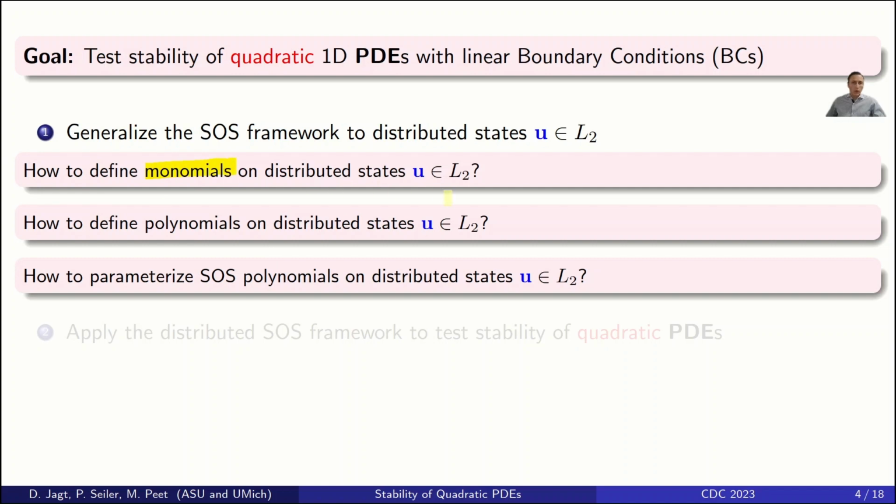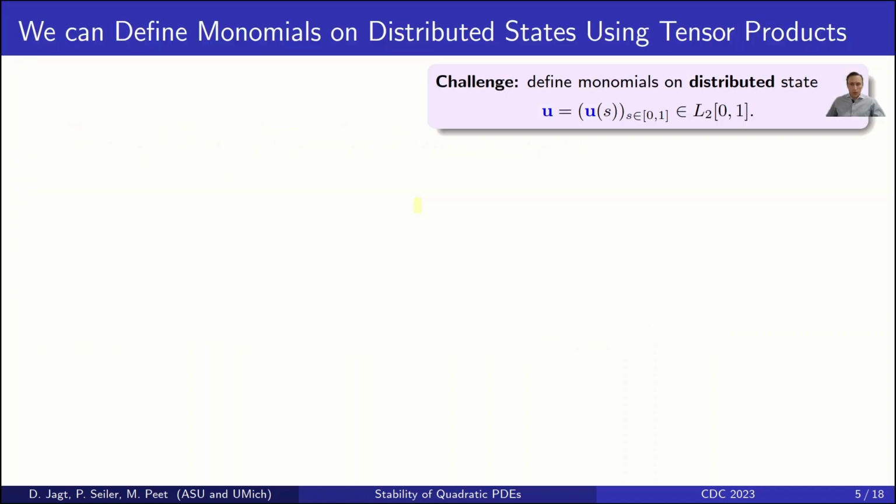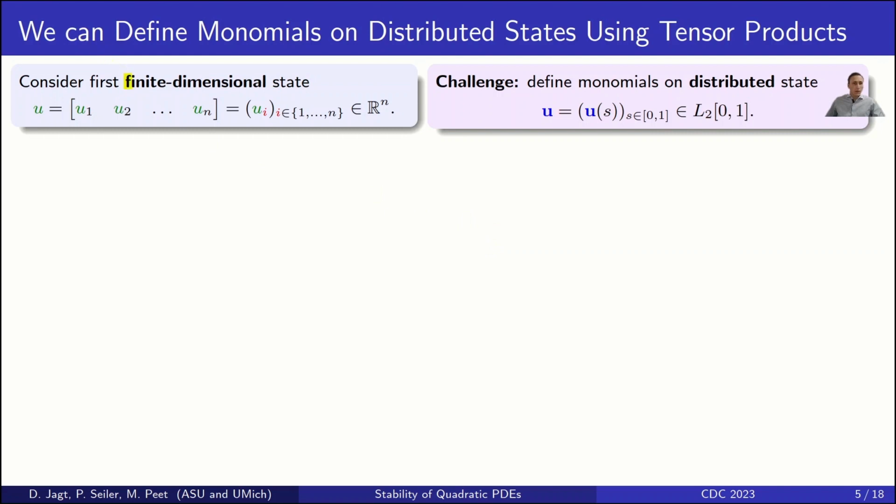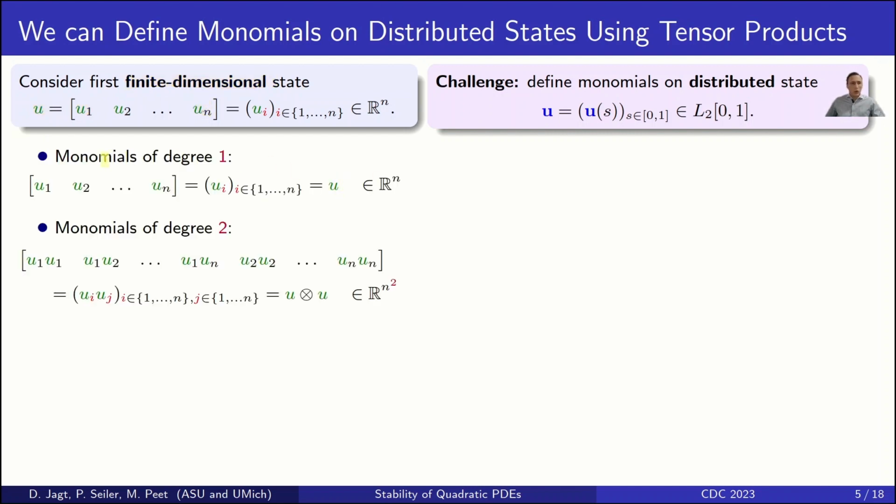starting with this first question of the monomials on the distributed state u. So how can we define a basis of monomials on our infinite dimensional state u? Well, for this, let's first consider the finite dimensional case, where the vector u here corresponds to these variables u1 up until un. Now, in this case, of course, degree 1 monomials are given by these variables u1 through un themselves. So this is just the vector u.